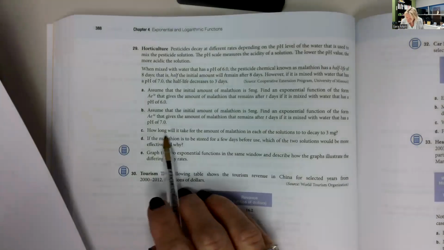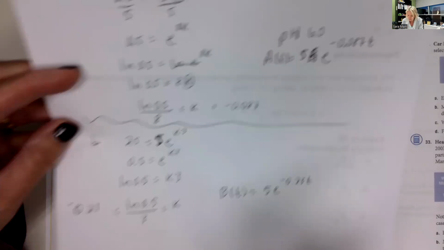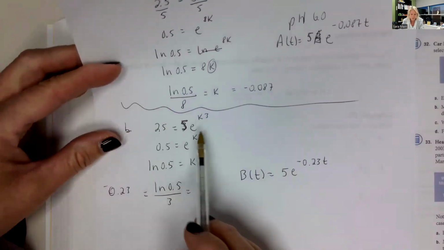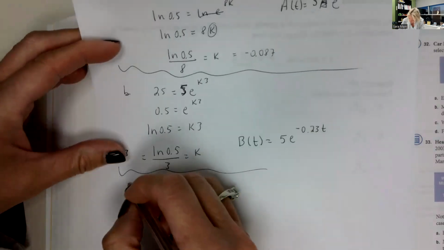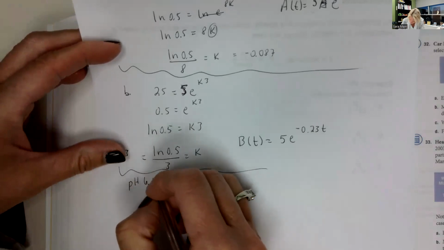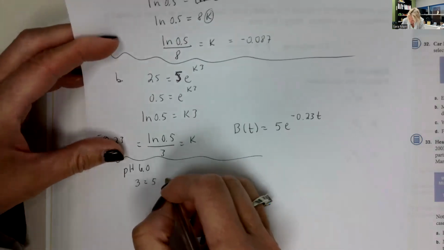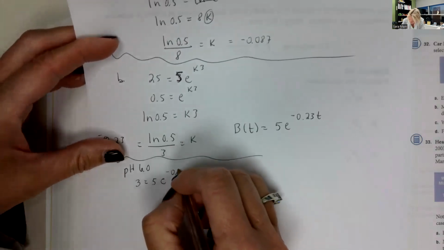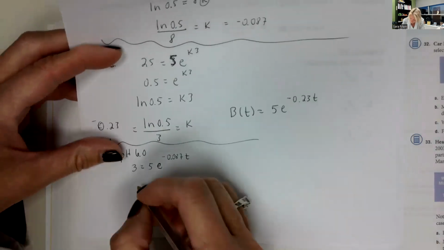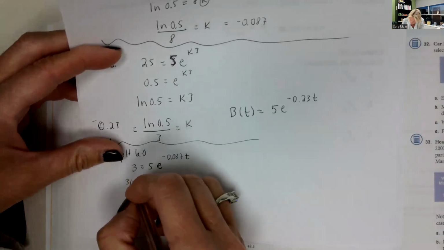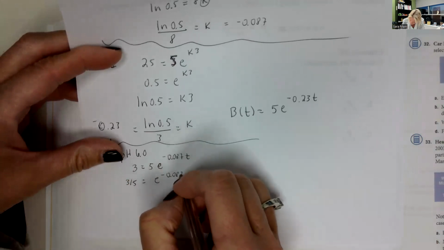Then C says, how long will it take for the amount of malathion in each of the solutions to decay to 3 milligrams? So instead of decaying by half, we're decaying by 3/5. I'm going to do this for pH 6.0. That means I want to be at 3 milligrams. I'm starting with 5, e to the negative 0.087 t. I'm going to solve for t. So 3/5 equals e to the negative 0.087 t.